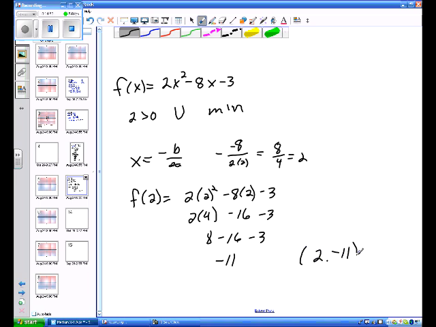Then if we wanted to give the domain and range, our domain is going to be from negative infinity to positive infinity. For our range, we have a minimum, so negative 11 is our lowest point. So we would start there and go to positive infinity.